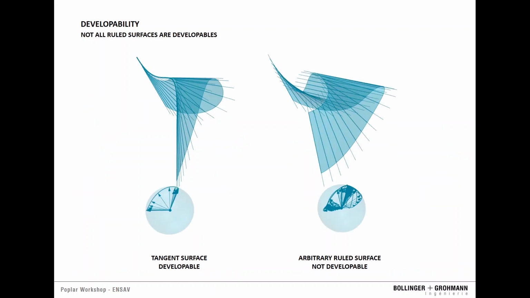So just last thing, don't confuse ruled surfaces and developable surfaces. When a surface has some rulings, it is not necessarily developable. Like on the right, it is not developable even if it has some rulings. But each developable surface, like the one on the left, needs to have some rulings on it. Okay, so now let's get our hands into it and go to Rhino and Grasshopper to make some tests.